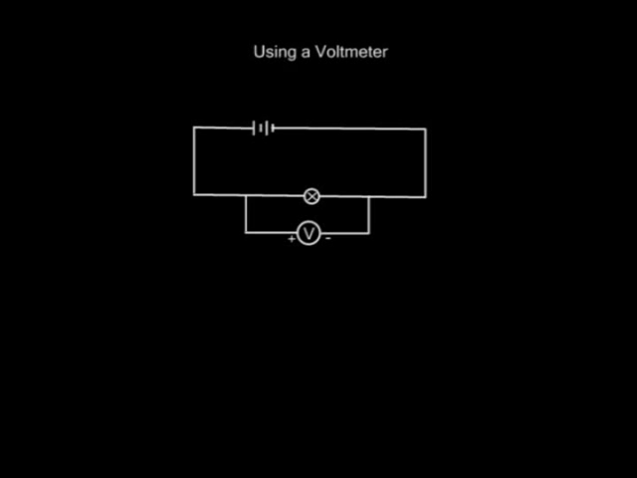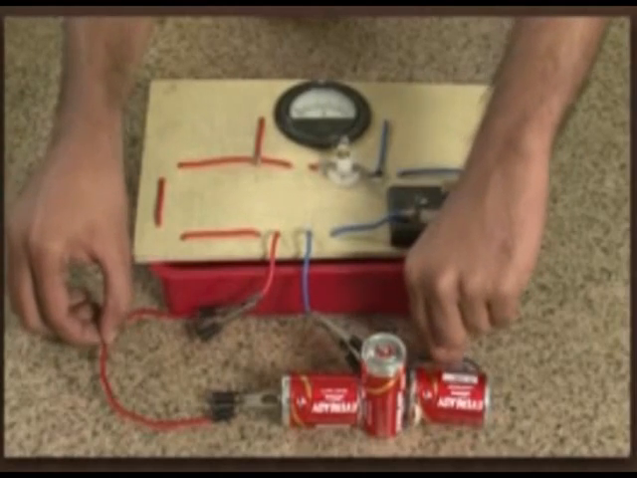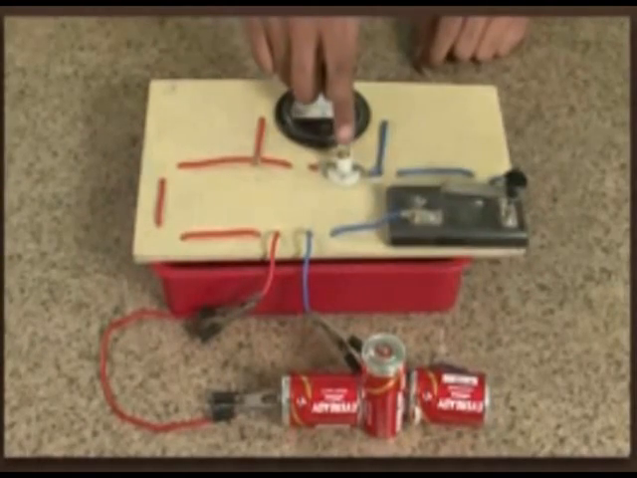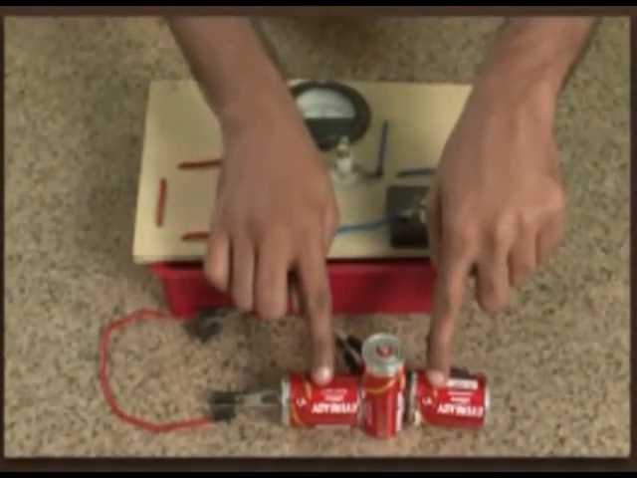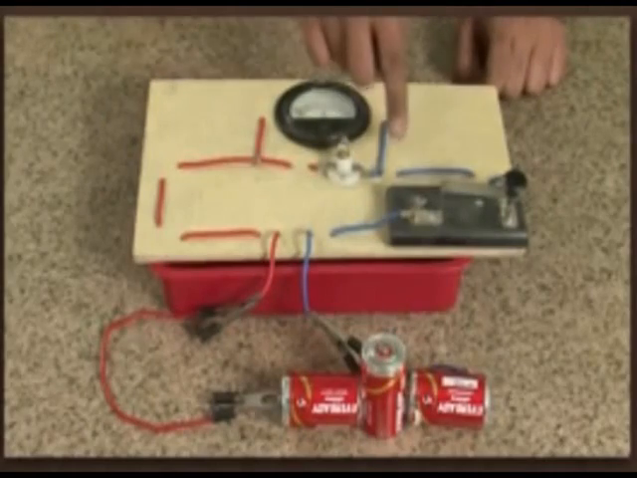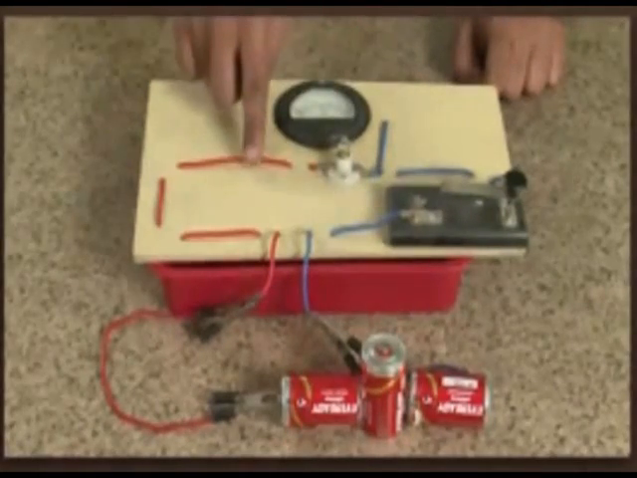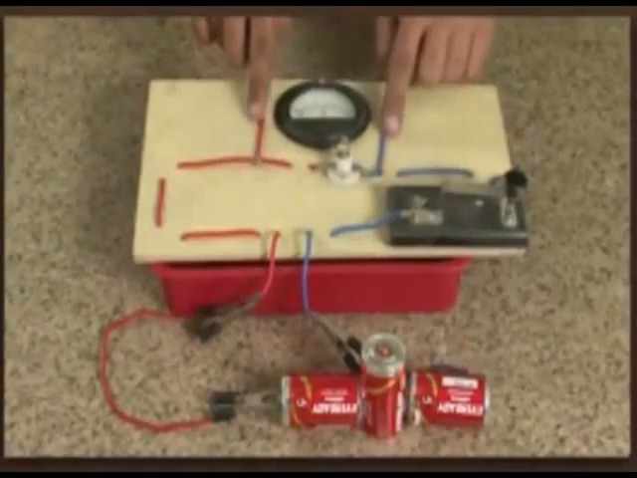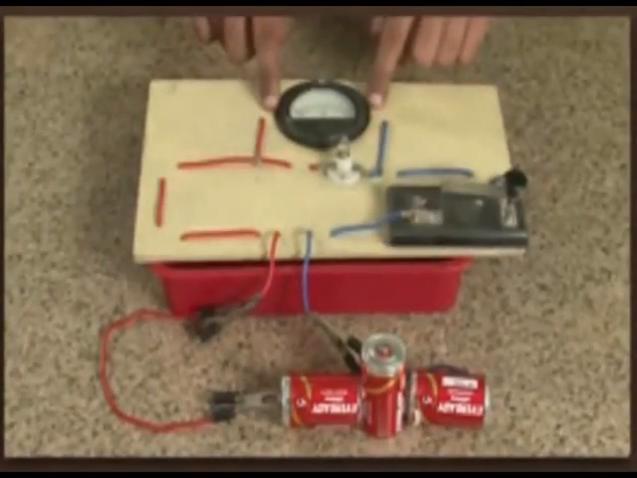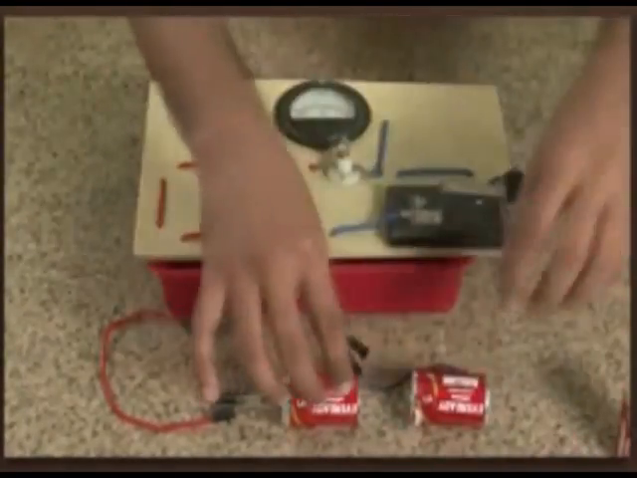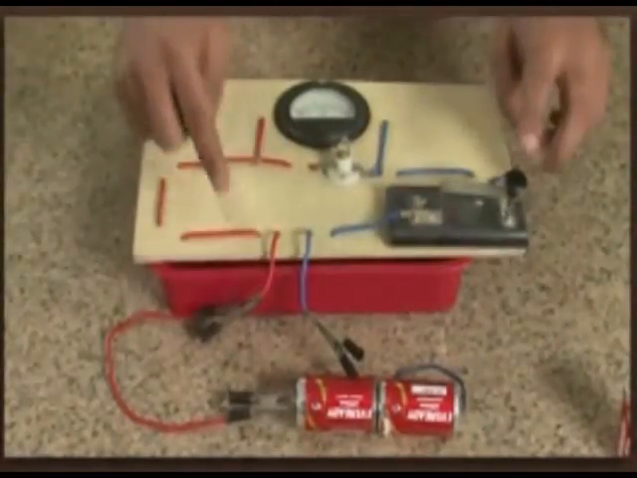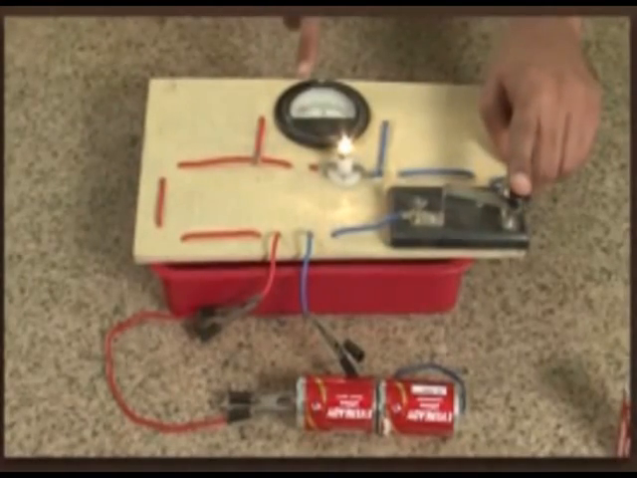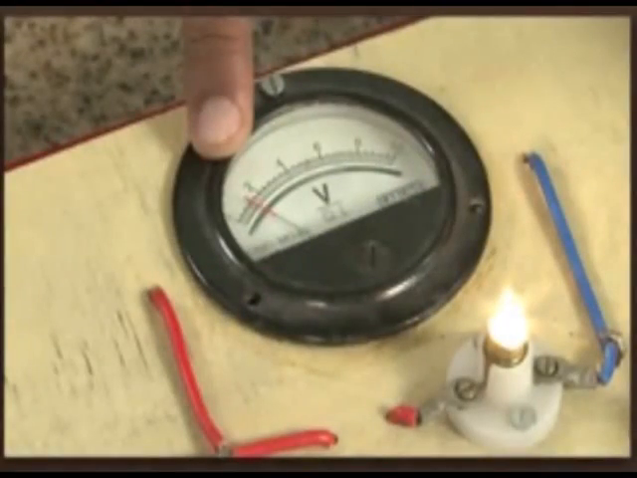Let's see how we measure the voltage in a circuit. We will use some wires, a bulb, a voltmeter, a switch and dry cells. Note that the voltmeter is connected in parallel to the bulb here. We will first connect two dry cells to the circuit and see the potential difference. The voltmeter reads 1.9 volts.